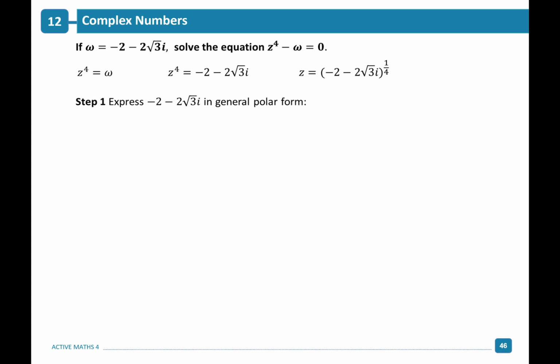We now write our complex number minus 2 root 3 i in polar form. That's r times cos of (theta plus 2k pi) plus i sine of (theta plus 2k pi).